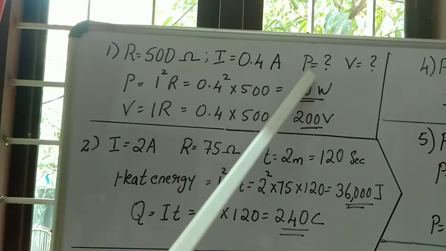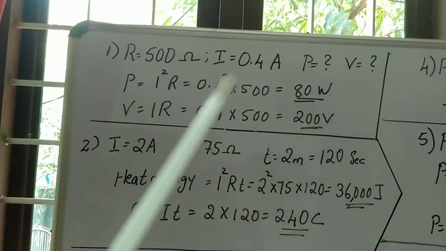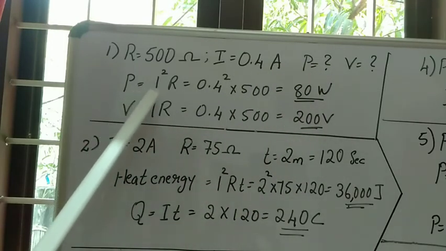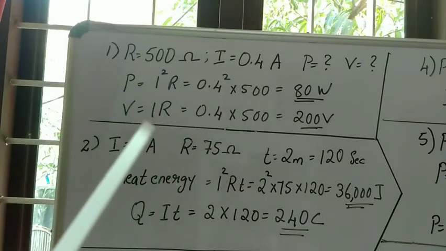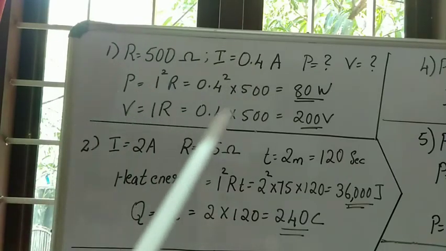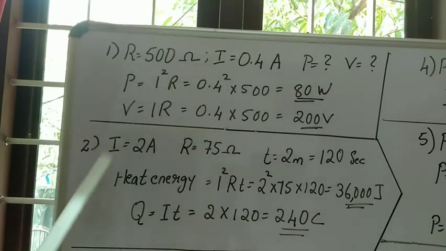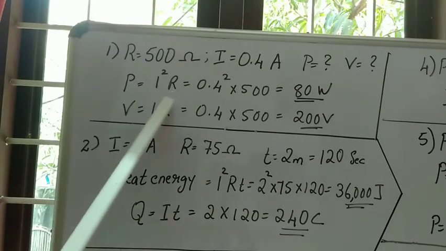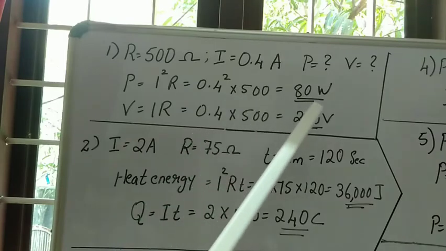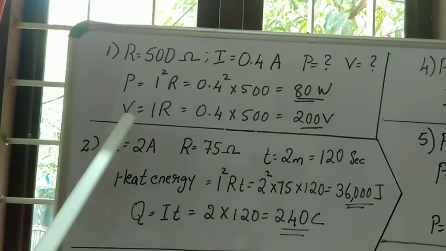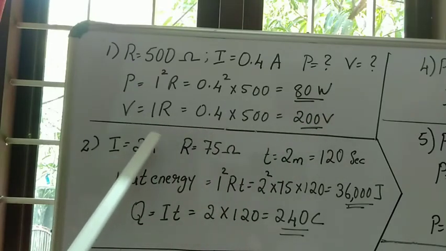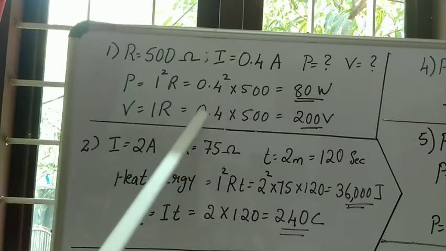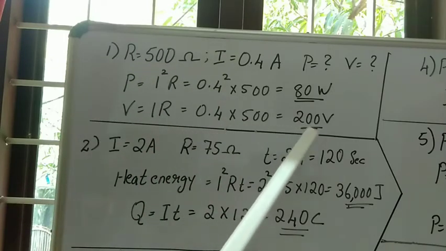So we need to calculate the power and the potential difference. We have the formula for power, I square R. Since these two physical quantities are given, we have to take the relation which relates P, I and R. So I took here P is equal to I square R. Direct substitution, you will get the answer 80 watt, capital letter W, watt. Now the second question is calculate the potential difference, that is V. V is equal to IR. Just calculate I into R, you will get 200 volt.